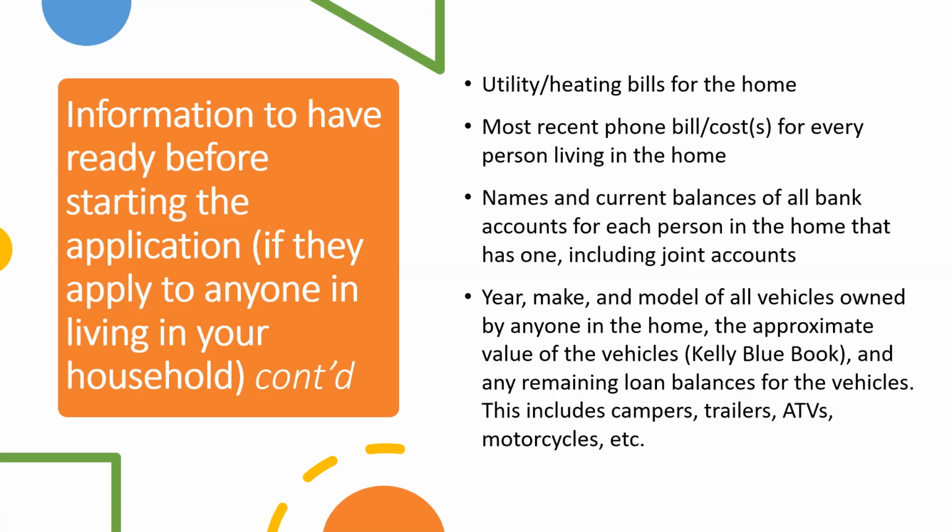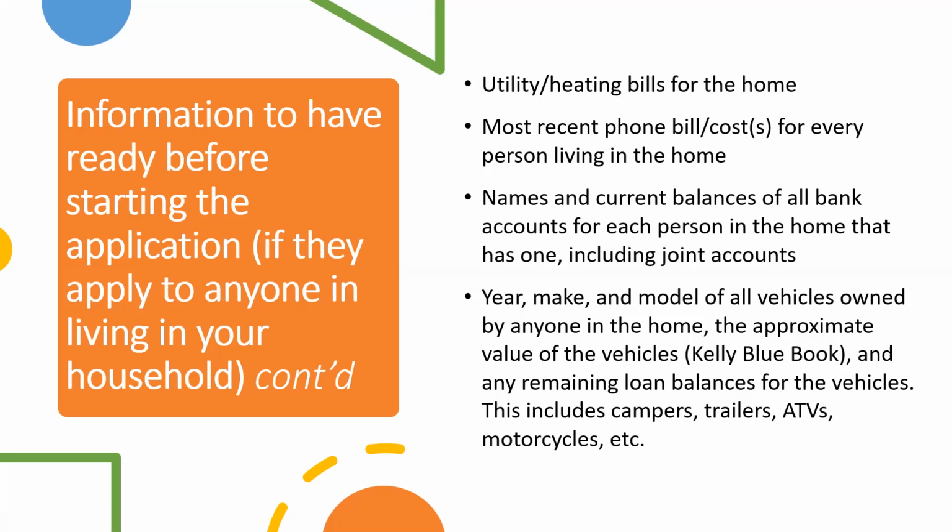You will need the most recent utility or heating bills for the home. You'll need the most recent phone bill or costs for everyone living in the home. You'll need the names and current balances of all bank accounts and bank types for each person living in the home that has one, including joint accounts. This also includes things like a certificate of deposit or CD.